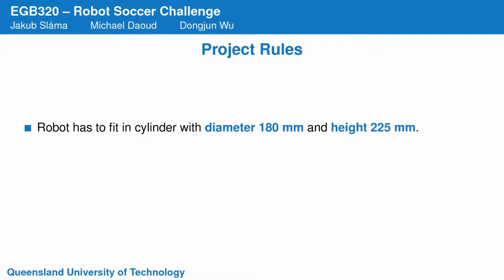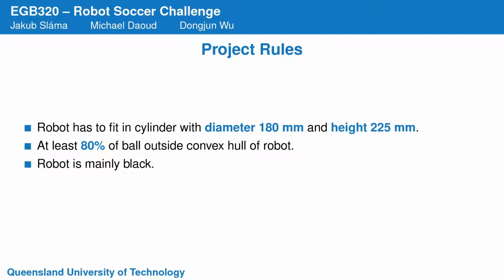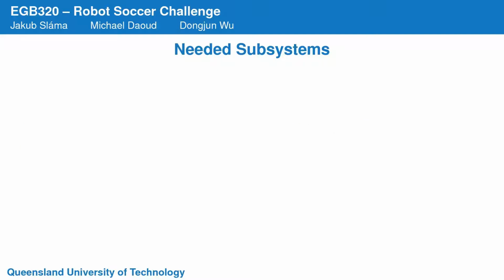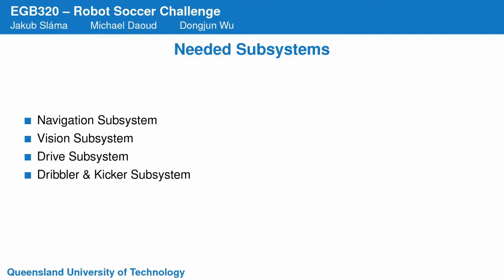It has to fit into a cylinder with the diameter of 180 mm and height of 225 mm. It cannot capture the ball more than by 20% of the ball's volume, and it has to be mainly black. To successfully complete this project, 4 subsystems have to be developed: navigation, vision, drive, and kicker and dribble subsystems. The kicker and dribble subsystem wasn't completed due to the leaving of the 4th team member. Now let us present you each of these subsystems.